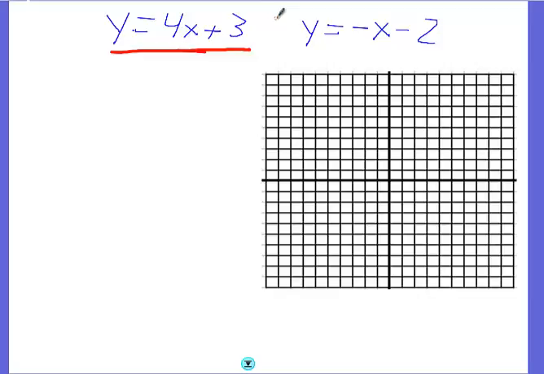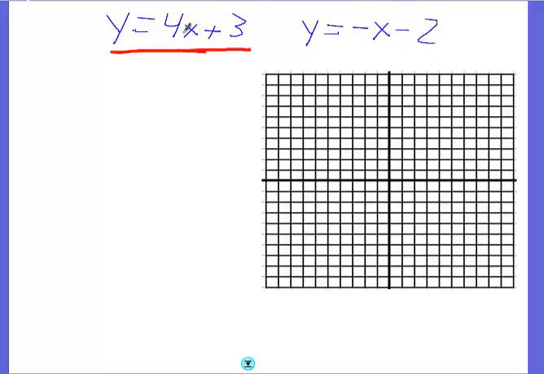Alright, so guys, this video is just going to be some more practice with solving a system of linear equations graphically. So, the first thing we're going to do is just graph a line. If we look here, we have y equals 4x plus 3, y equals negative x minus 2.